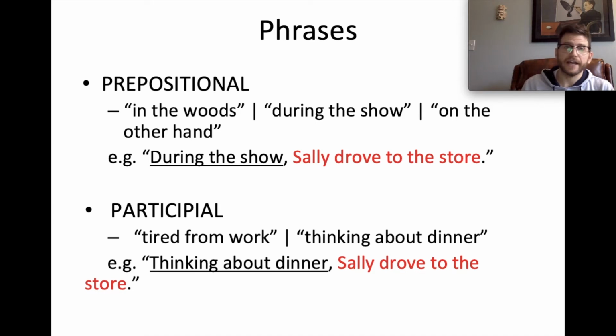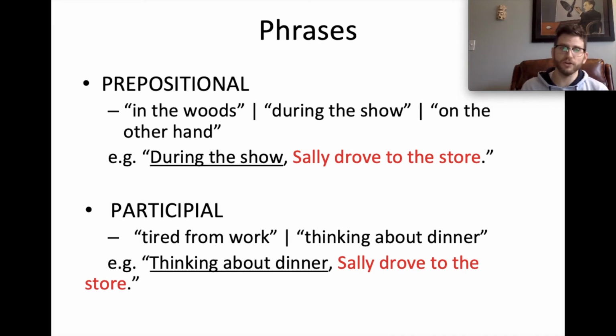Okay? If I add a participial phrase, we talked about participles. I believe we talked about that in our subject-verb video. Participles are those words that look like verbs but are not verbs on their own. Okay. Tired, thinking, those are participles, not verbs on their own. Okay, so examples of two participial phrases. Tired from work, it would be a past participial phrase. Present participial phrase, thinking about dinner.